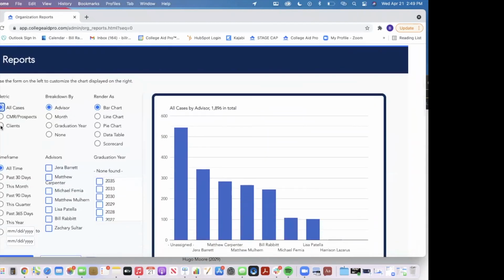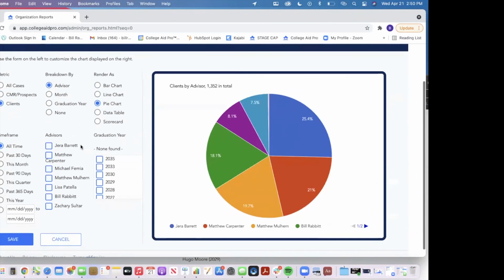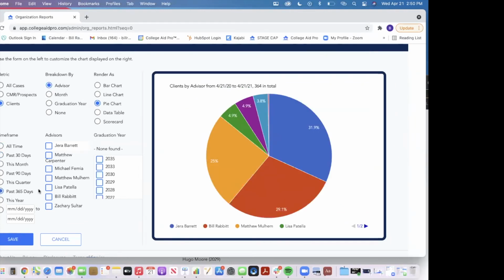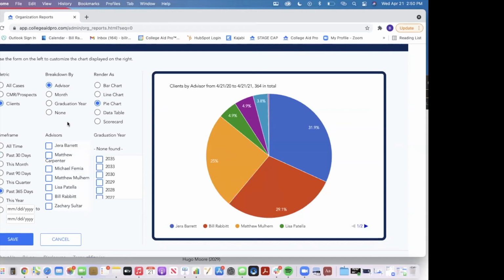So maybe we want just to look at clients by advisor. Maybe we want it in a pie chart, and maybe we want to look at what happened in the past 30 days. Okay. Maybe what we did in the past 30 years, or we could drill down just based on the advisor. So we can start to really get customizable with regard to how you want to run your practice and what you want to see on a day-to-day basis. You can go ahead and save that.